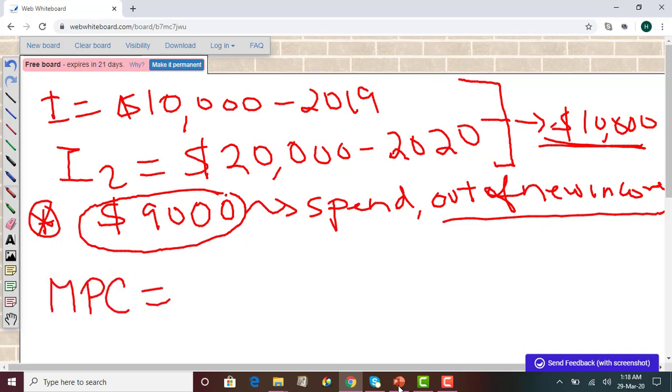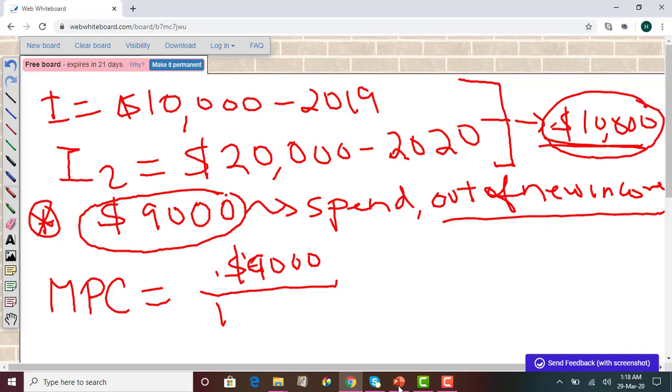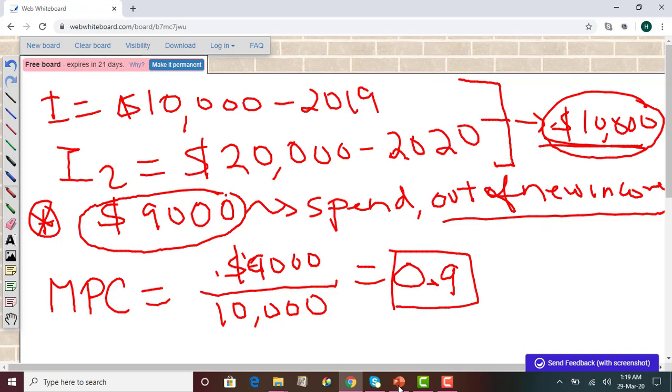So MPC will be equal to the extra income you're spending when you have that extra income. So the extra income you're spending is 9,000 divided by the extra income you're getting, which is 10,000, which is equal to 0.9. So that's your MPC, marginal propensity to consume, because you're spending $9,000 of the $10,000.